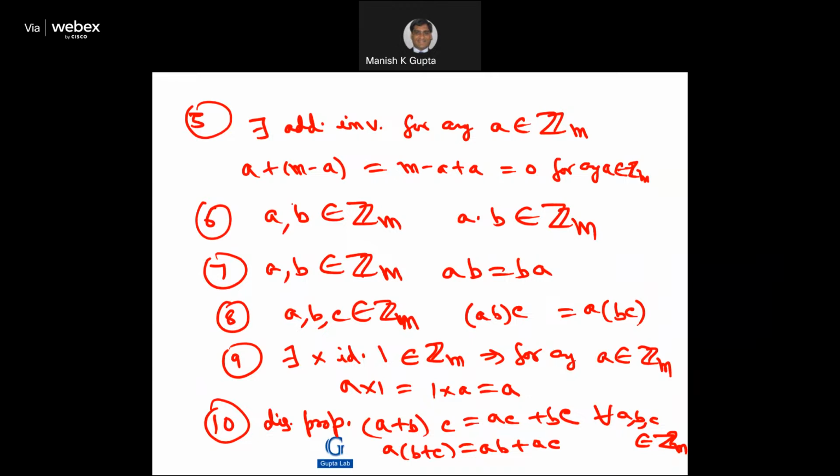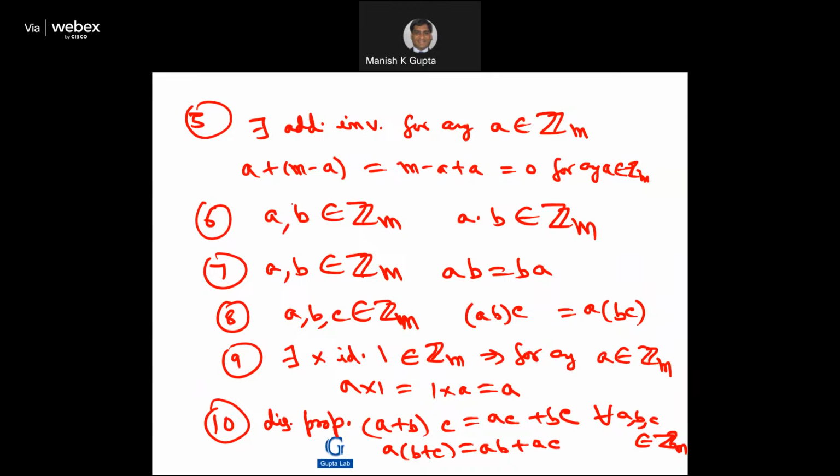There exists an additive inverse for any A. So A plus M minus A is equal to M minus A plus A is equal to 0, right? Because modulo M, that will be 0. Anyway, if A and B are in Zm, their product is in Zm. If A and B are in Zm, then AB is equal to BA, fine. If A, B, C are in Zm, then A times B times C is equal to A times B times C.